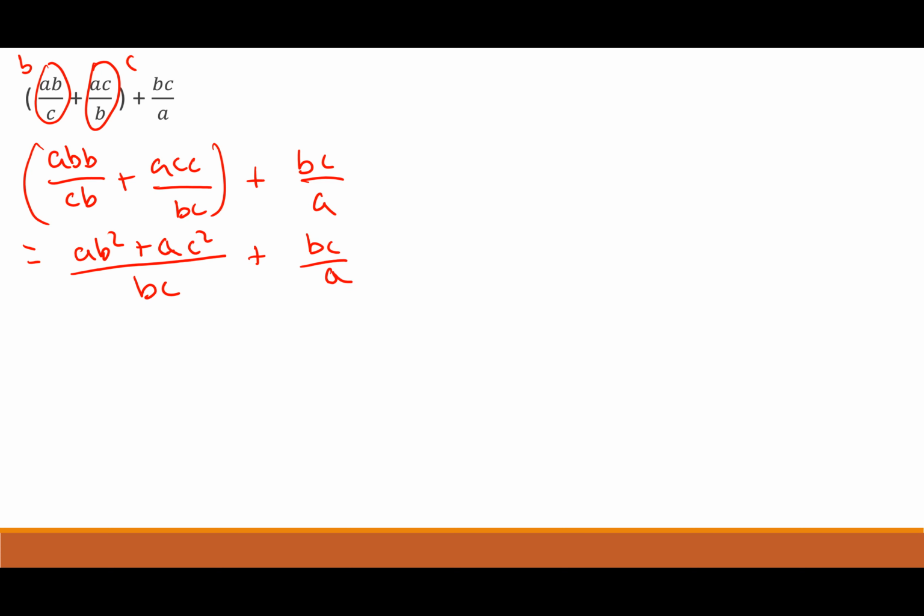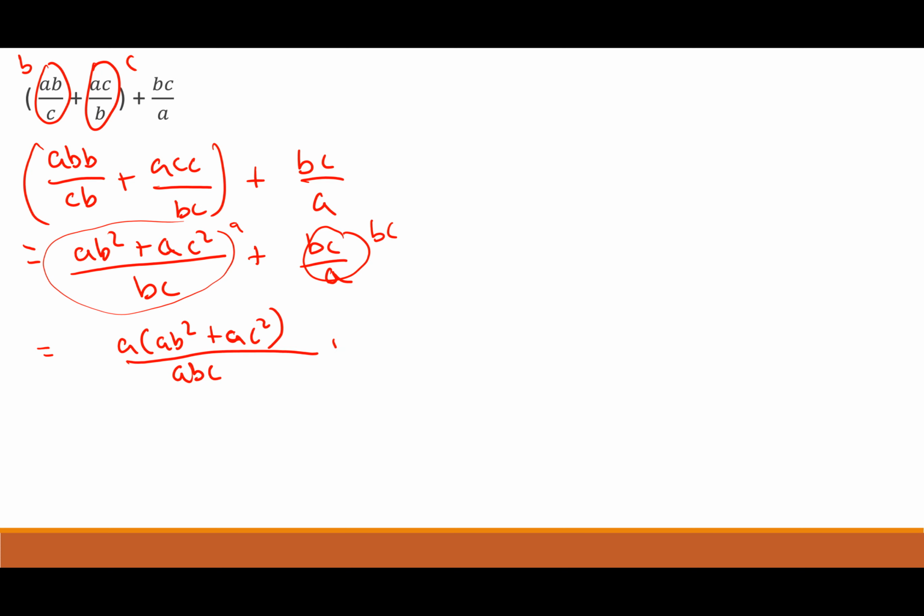So to make the denominator the same now, I'm going to multiply by BC, and then this I'm going to multiply by A, and we're left with AB squared plus A squared over ABC plus BC over ABC, and then that's going to be, well, we'll just do it in chunks.